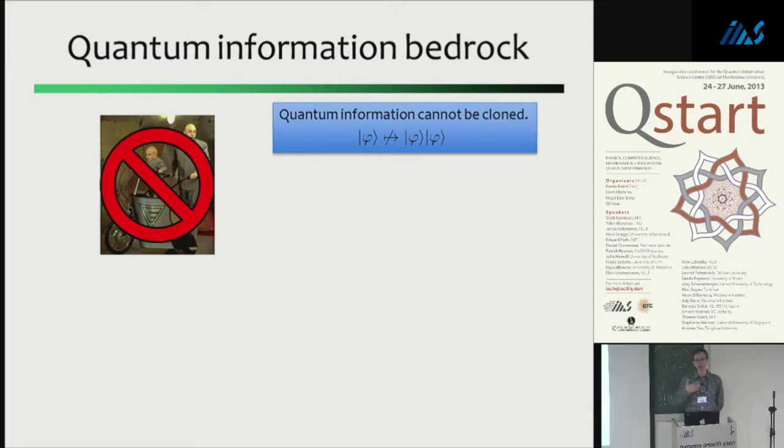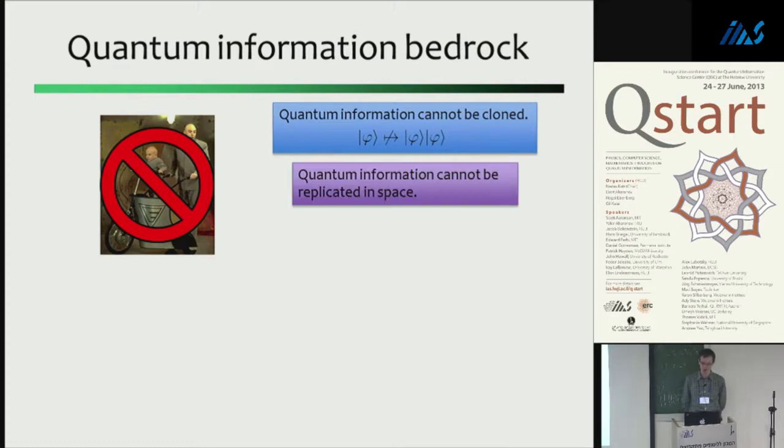But as we know, we can't transform an arbitrary unknown quantum state into two copies of that quantum state. It's been known since 1982, if not before. We can rephrase that as saying that quantum information cannot be replicated in space. Fair enough, we all agree.